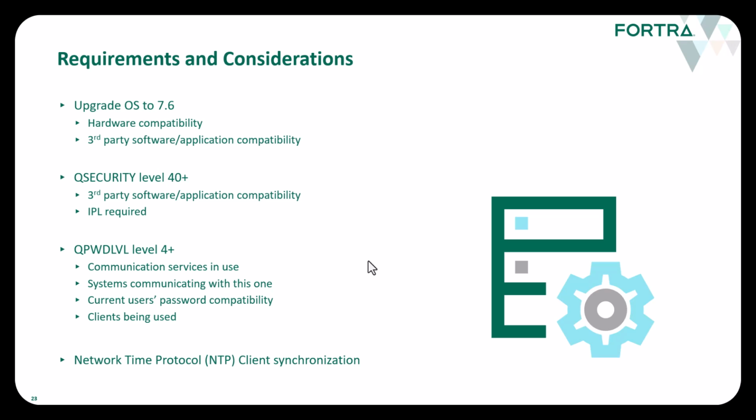The system value QSECURITY will have to be at security level 40 or above. And this is one where, again, you're going to have to ensure that your third-party applications are compatible at security level 40. There are some potential gotchas there. So make sure that you are evaluating before you change to security level 40. And there is going to be an IPL required with that one. And keep that in mind.